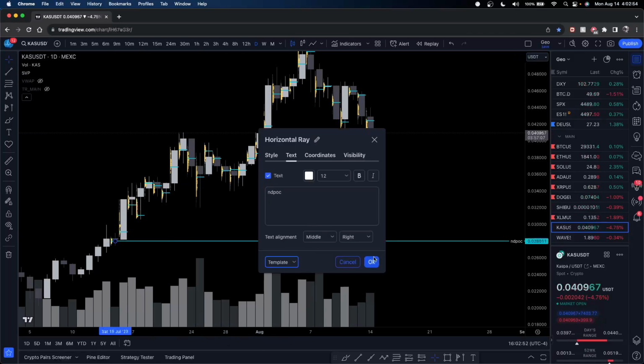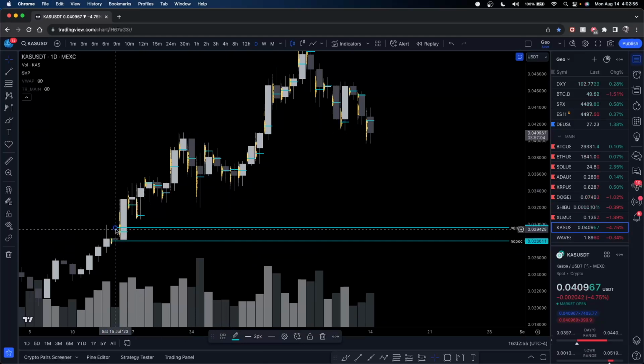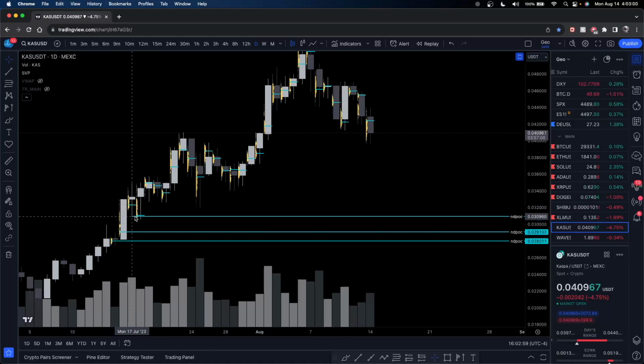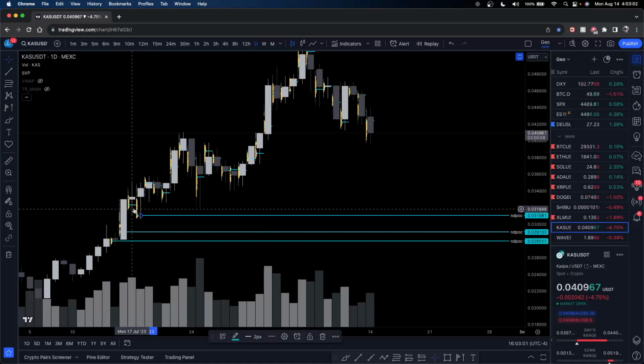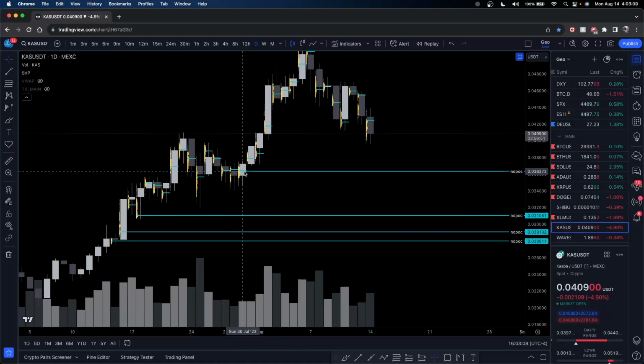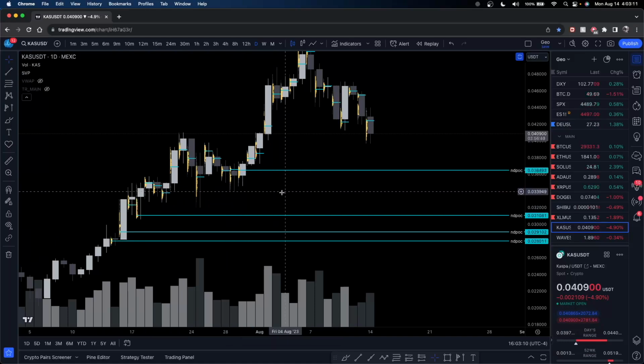Go here, we'd write NDPOC. Cool. Control V, this is the second one. This is the third one. This one here got tapped by this wick, right? So we're not interested. This is the fourth one.